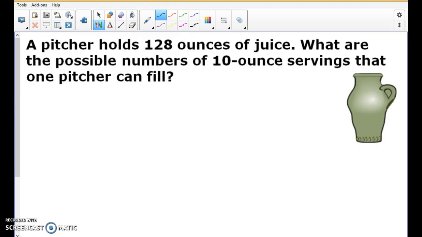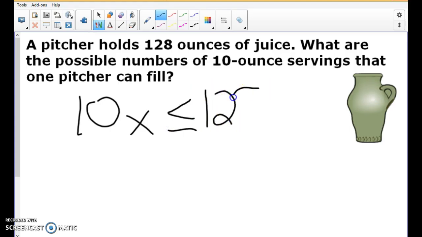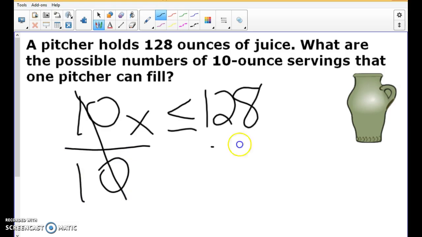A pitcher holds 128 ounces of juice. What are the possible number of 10-ounce servings that a pitcher can fill? If you have 10-ounce glasses and you are pouring from a 128-ounce pitcher, you have 10x, and that has to be less than or equal to 128. Magically the juice isn't going to refill itself, so you can't go bigger than that 128.